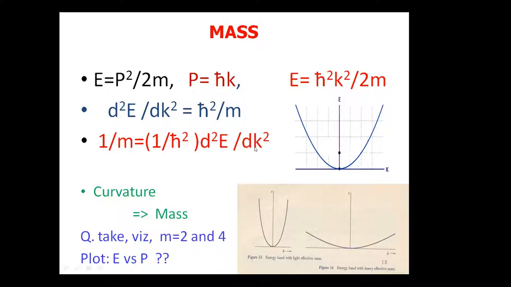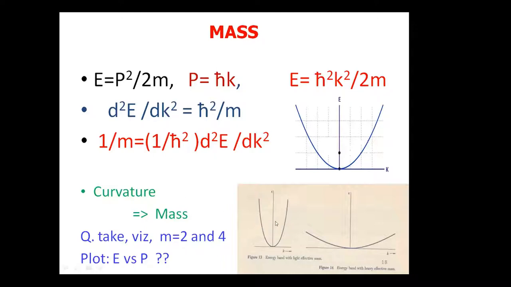So the mass of a particle in a semiconductor is decided by which parameter, which factor? H cross is a constant quantity, so mass is determined from d square E by dk square. What is the double derivative? The single derivative gives you the slope, the double derivative gives you the curvature. So the curvature of the band will give you the idea about the mass.